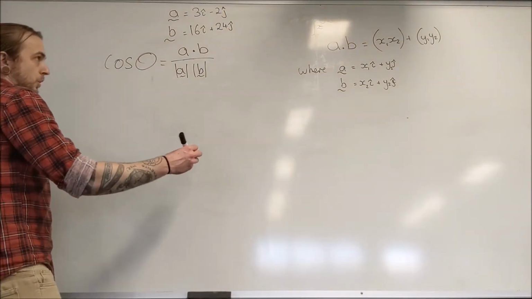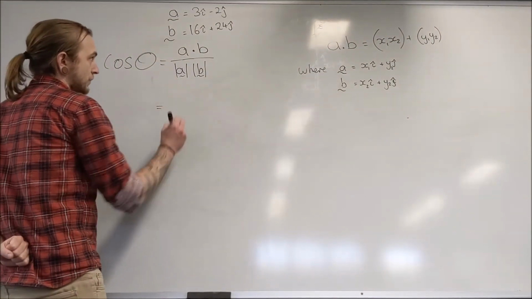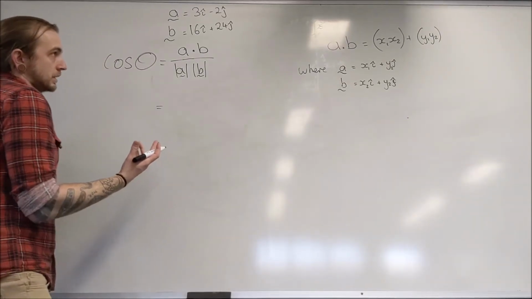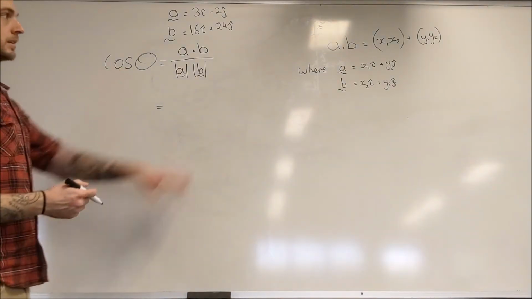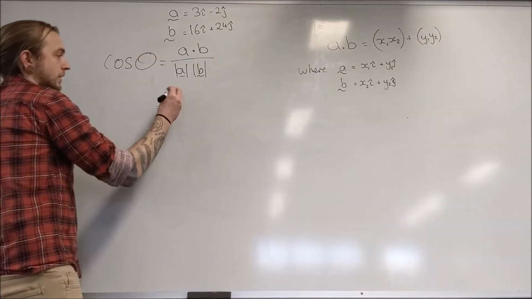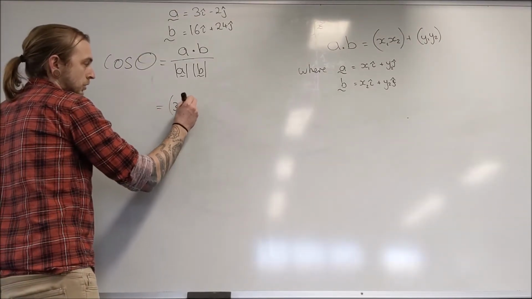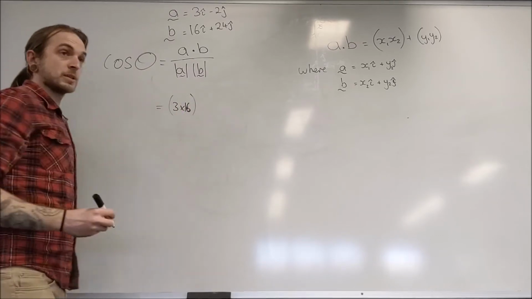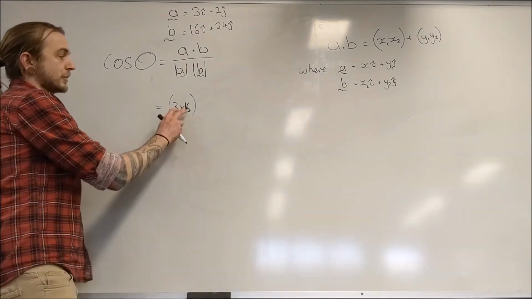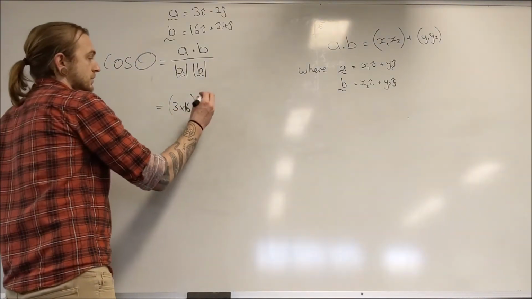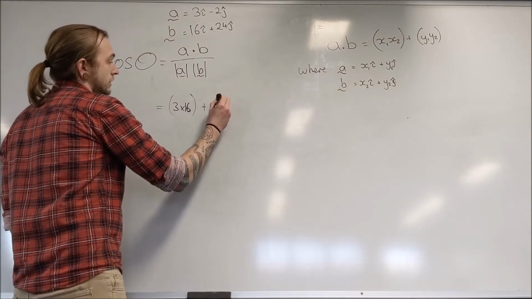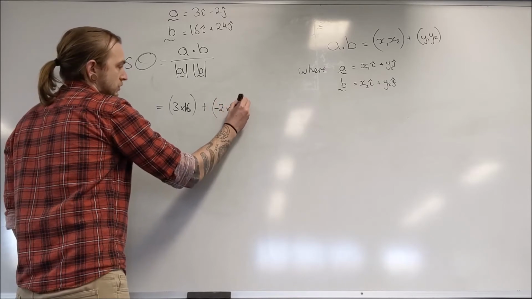So let's do our dot product A times B. I think you guys are getting it, so we can probably just go for it. My x's are going to be my 3 and my 16. Remember, one of the things that happens with dot products is we lose our i and j components and we just get a scalar, so you don't need your i's anymore. This is 3 times 16, and I'm going to add that to -2 times 24.